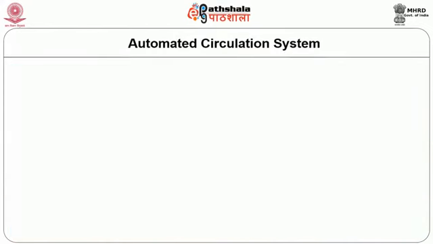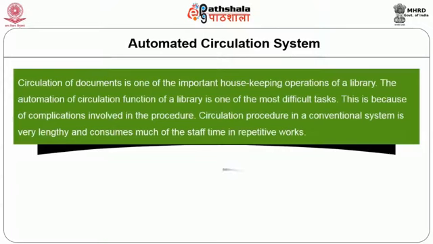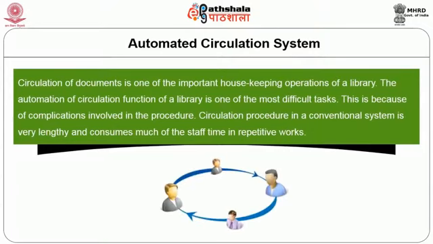Then, the automated circulation system. Circulation of documents is one of the most important housekeeping operations of a library. The automation of the circulation function of a library is one of the most difficult tasks. This is because of the complications involved in the procedure. The circulation procedure in a conventional system is very lengthy and consumes much of the time in repetitive work.